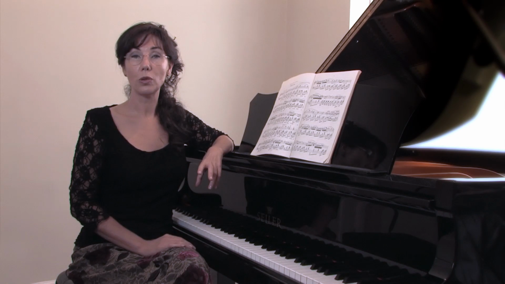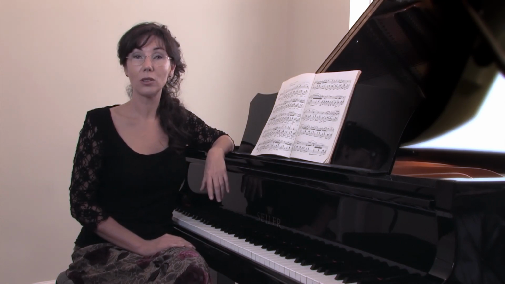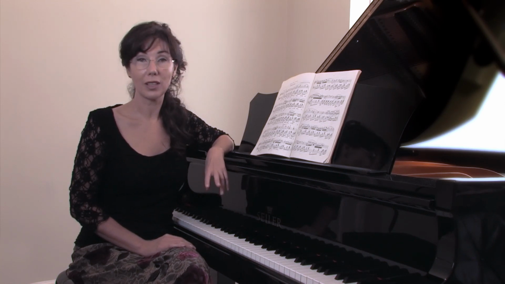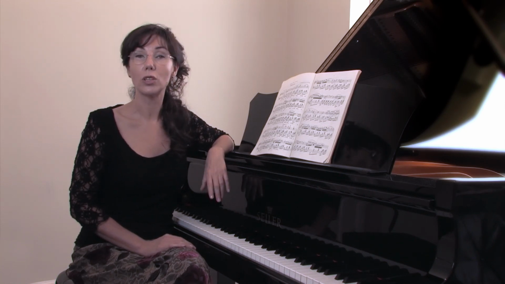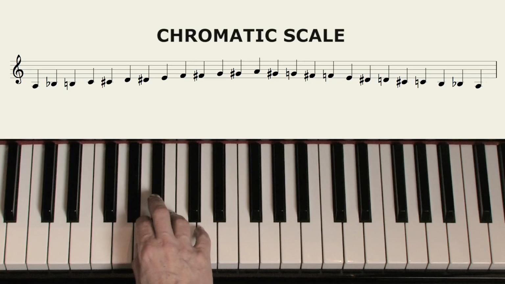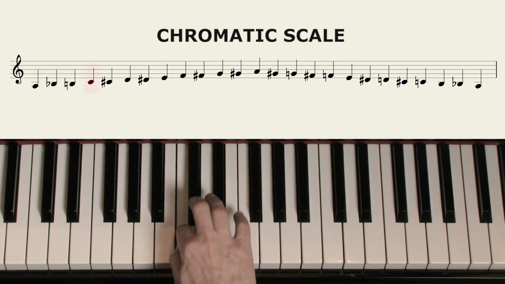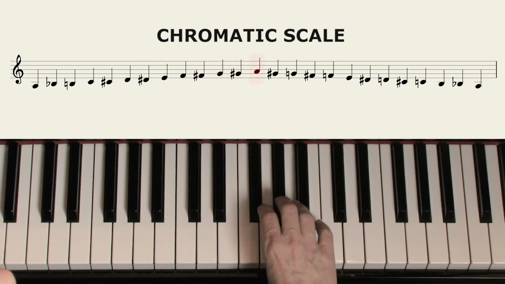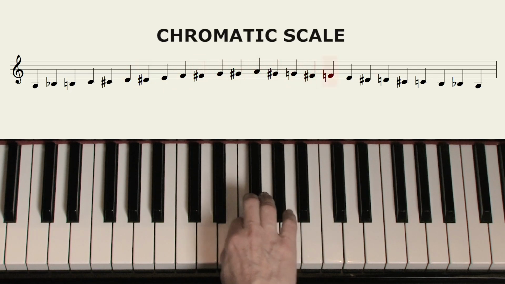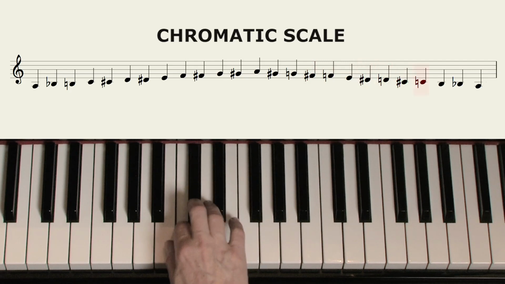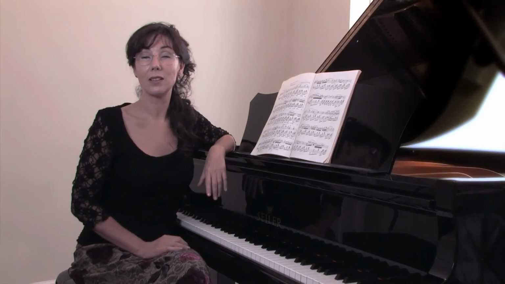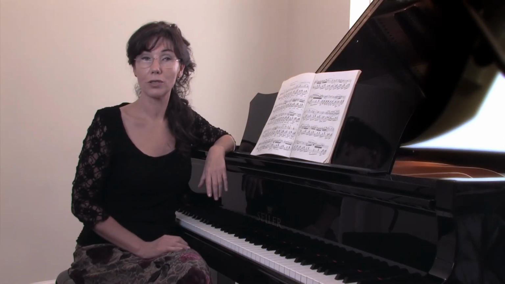Notes which belong to major and minor scales are called diatonic. However, notes not in major or minor scales are called chromatic. A chromatic scale moves in semitones. So if I play all the black notes and the white notes consecutively, a semitone apart, we have a chromatic scale. When writing chromatic scales, there are just two rules.